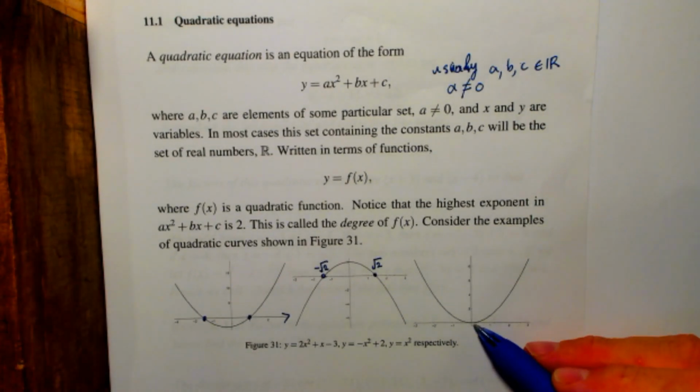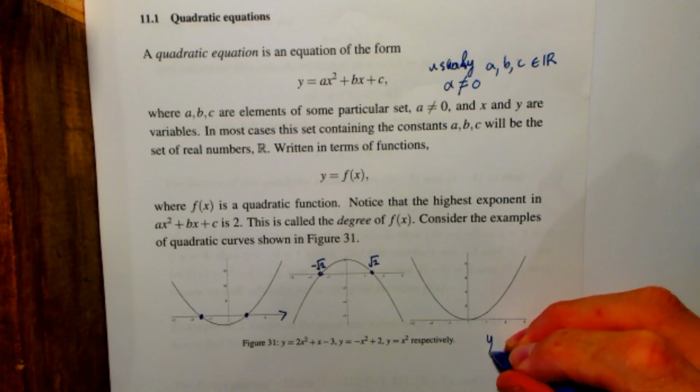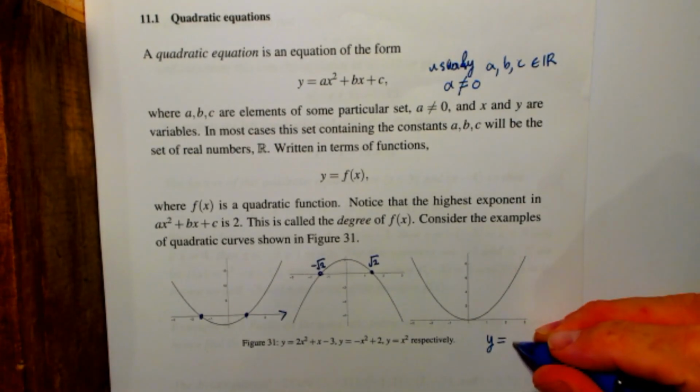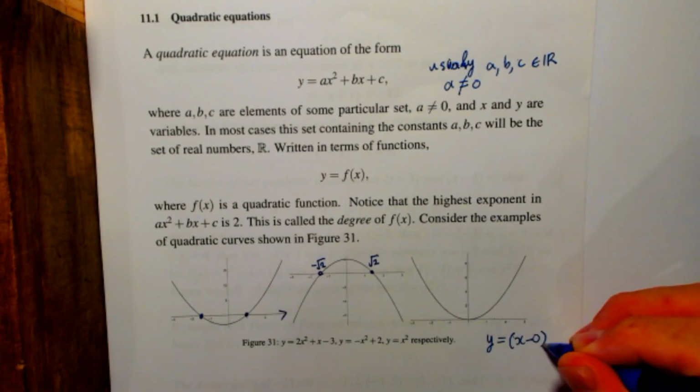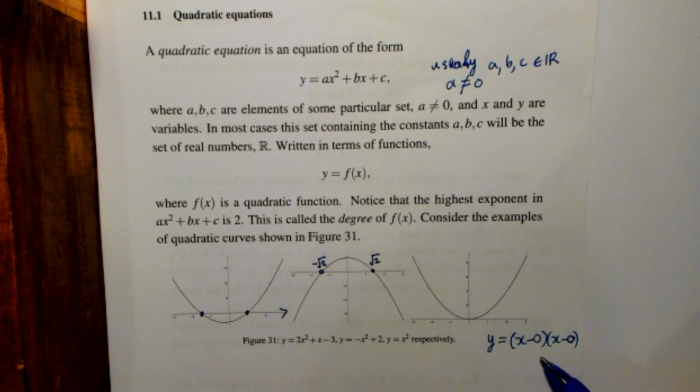Whereas this one here has one distinct root, but since I can write y equals x squared as y equals x minus 0 times x minus 0, I could call that 2 roots where 0 is a repeated root.